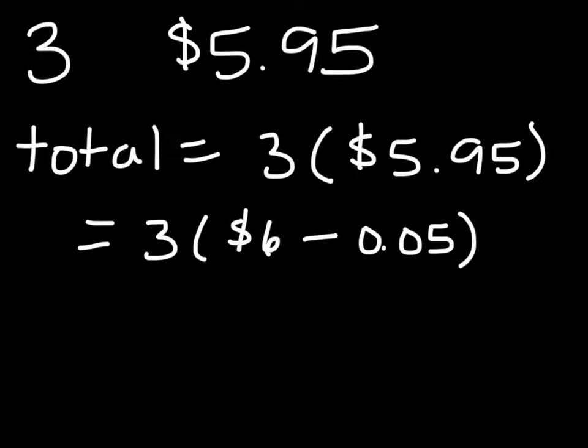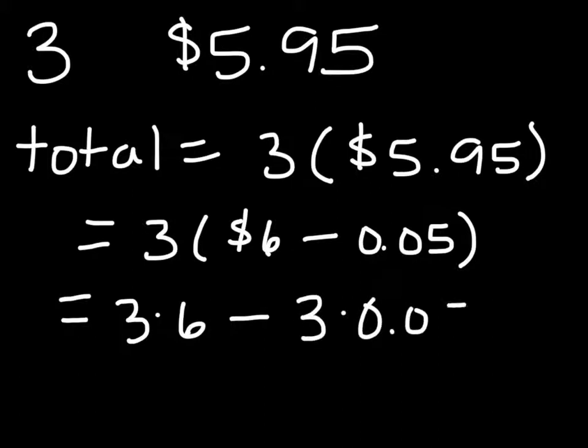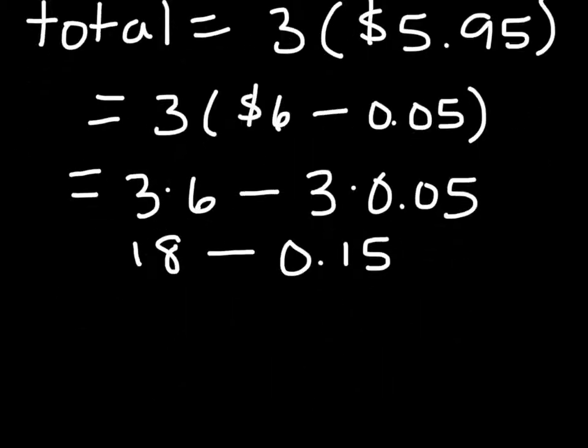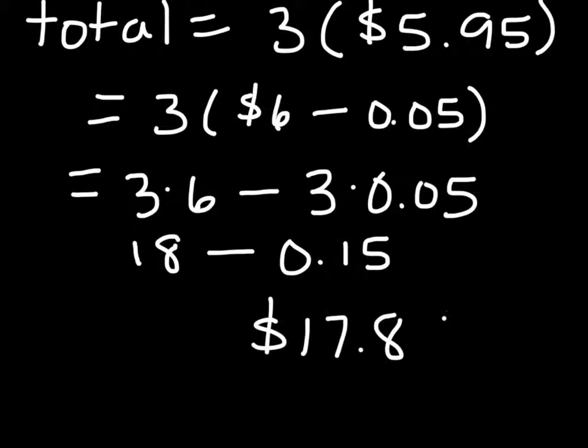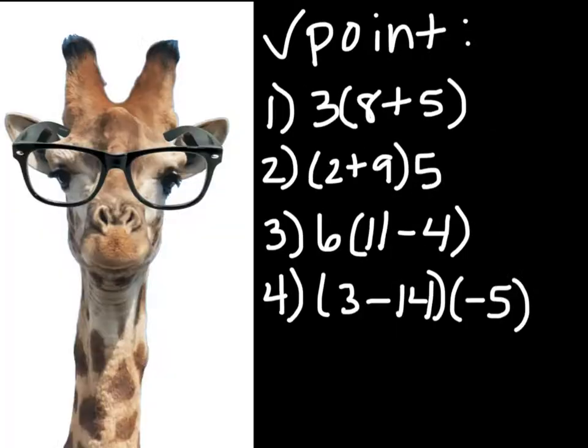So we can use the distributive property here, 3 times 6 minus 3 times 0.05, giving us 18 minus 15 cents. For a final answer of $17.85. All right, try some of these problems on your own. Use the distributive property to evaluate the following expressions.